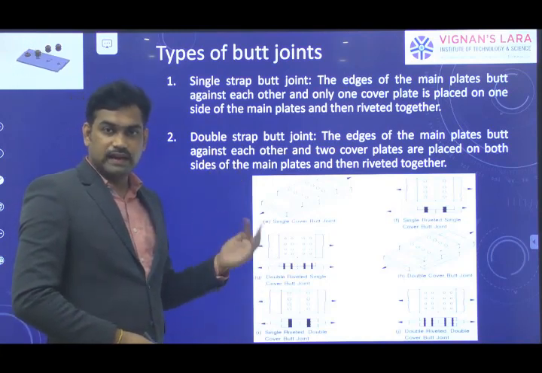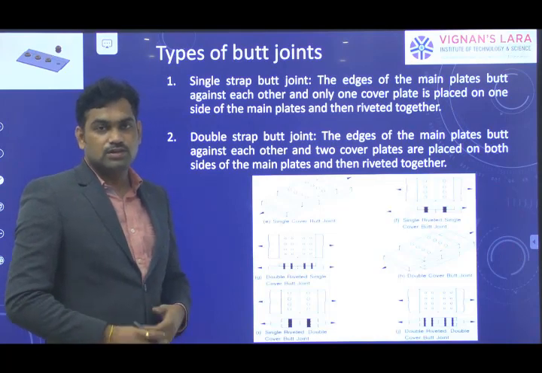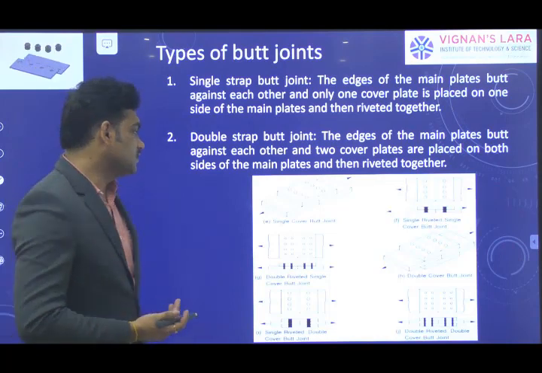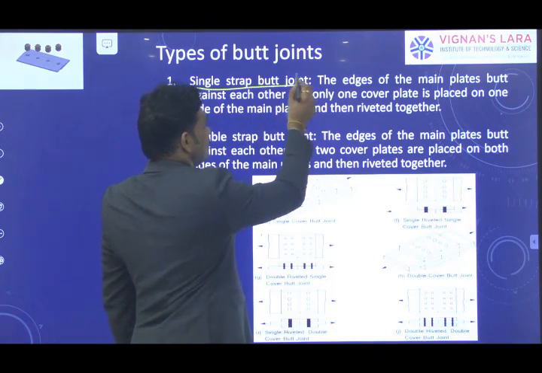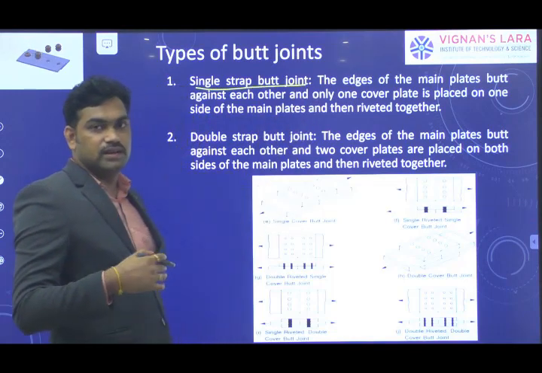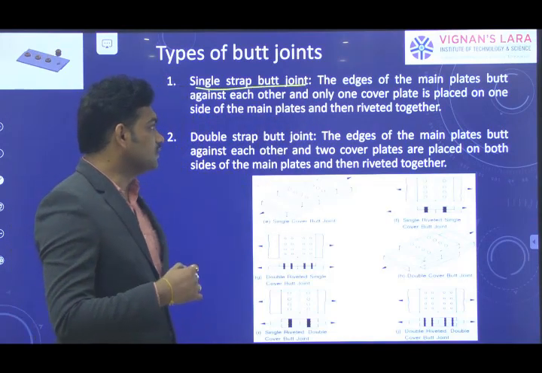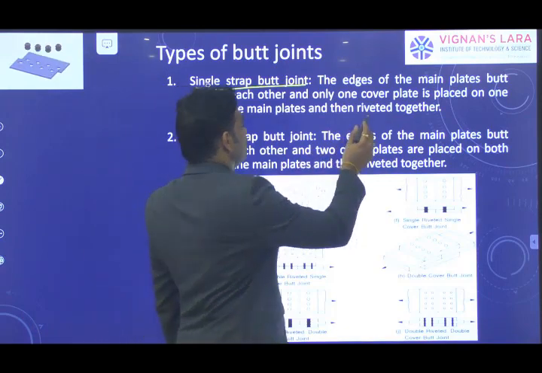So basically you can classify based upon the number of straps. We can provide one additional strap, so that we call a single strap butt joint. The strap can be placed either upside or downside, that is the top side or bottom side, on the main plate.